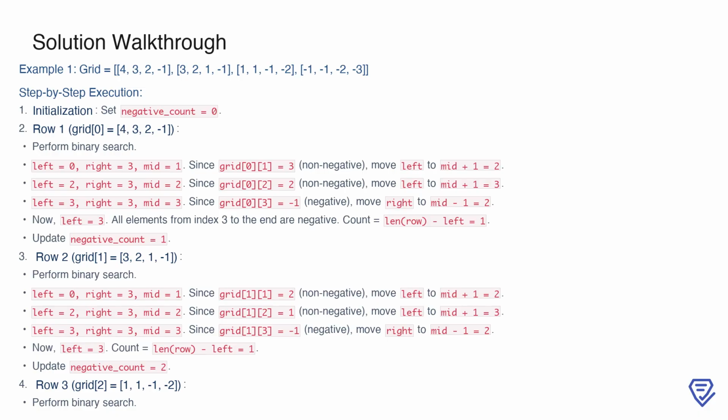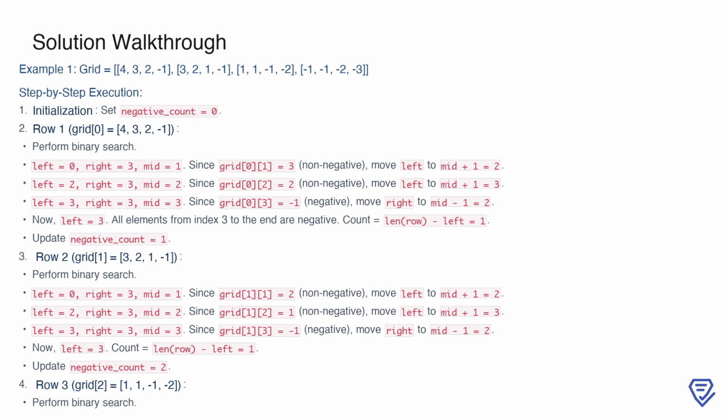Finally, at mid equals 3, the value is -1, which is negative. This time, we move the right pointer to mid minus 1, which becomes 2. Now, the left pointer points to index 3, meaning all elements from index 3 to the end are negative. We calculate the count of negatives in this row as len(row) minus left, which is 1, and add it to negative_count, updating the total to 1.